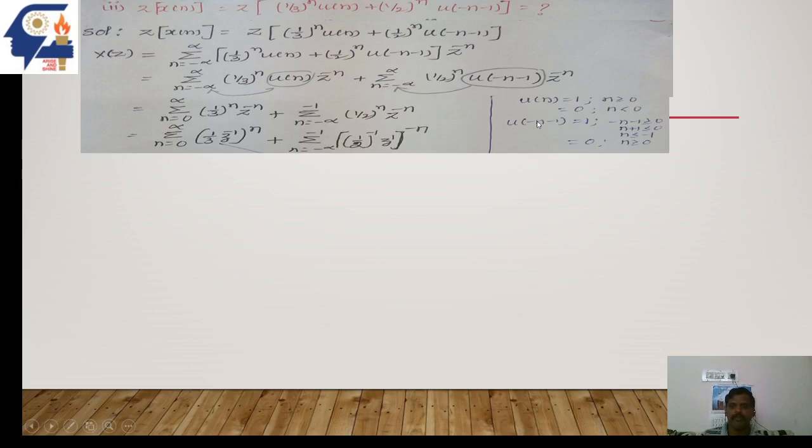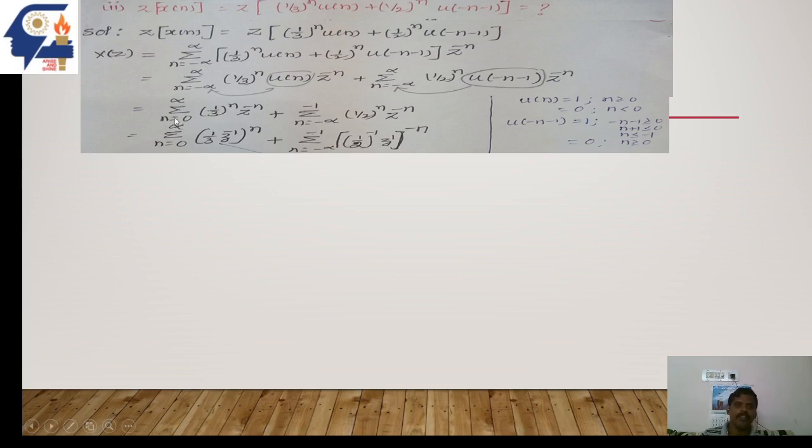For this one, n is negative. When n is negative, the starting point is minus infinity. The ending point: equate this entire expression to be greater than or equal to 0. So u of minus n minus 1 equals 1 when this inside is greater than or equal to 0, a positive number. From this you get n less than or equal to minus 1, and it equals 0 when n is greater than or equal to 0. That means u of n equals 1 when n is 0 to infinity, and u of minus n minus 1 equals 1 when n is minus infinity to minus 1.